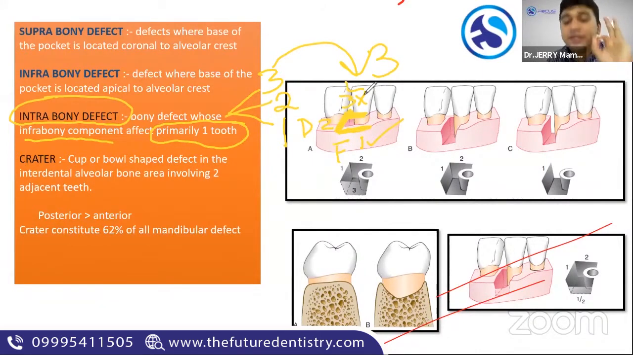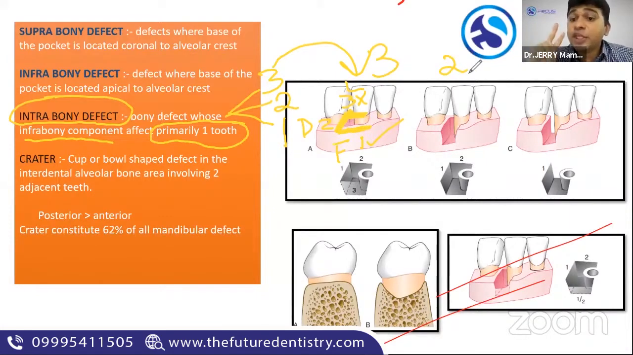Three walls are preserved. So what defect is it? When three walls are present, what defect is it? We call it a three wall defect because three walls are remaining. Okay, very good. Now let's move on to the next classification. That is the two wall defect. So now it becomes easier.